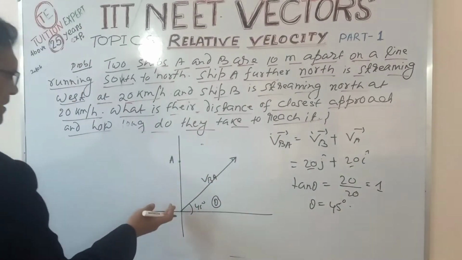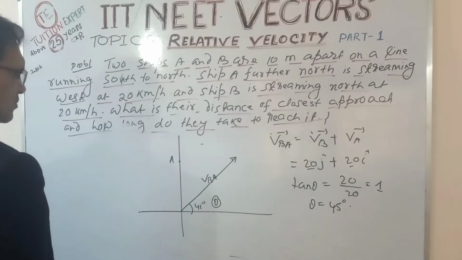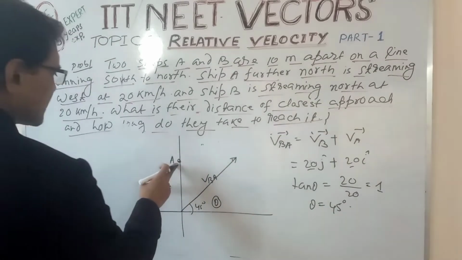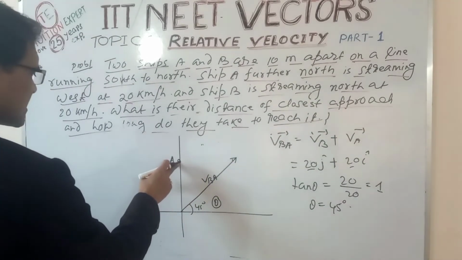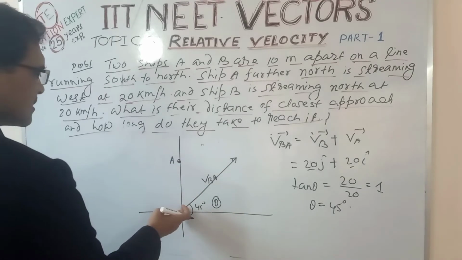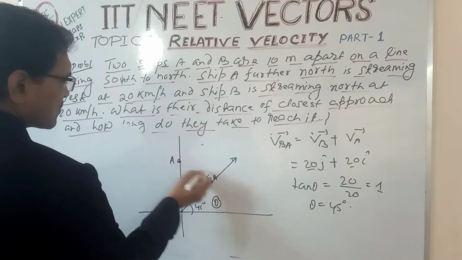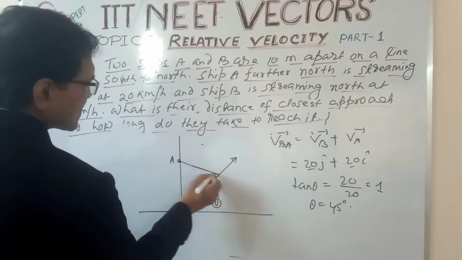Now to find the closest distance, we take A at rest, that is A is at here, and VBA, the direction is this. So the perpendicular distance from this to this is the closest distance.